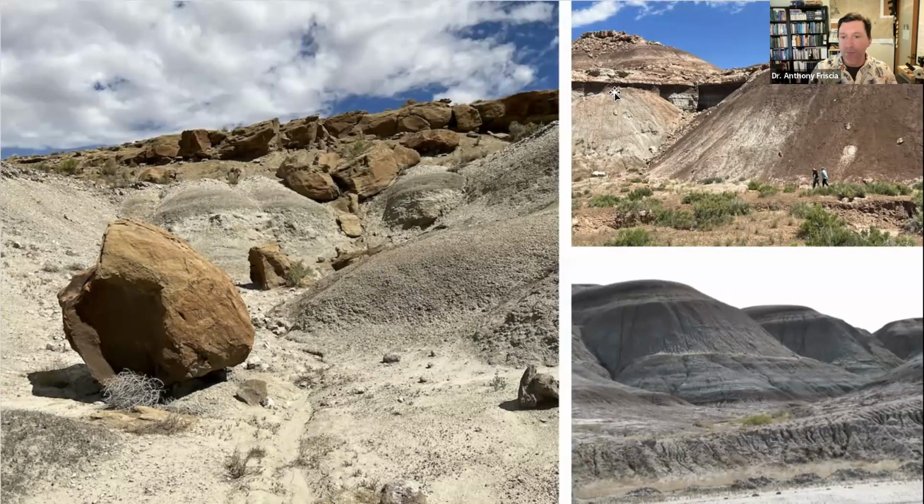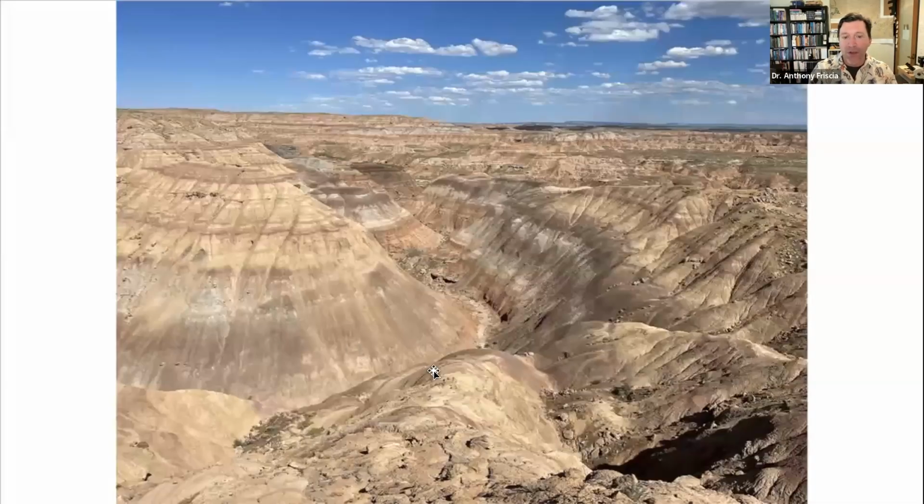And so again, you can see the mudstones and sandstones. There's some big chunky sandstones here. Here's a pretty view of one of the nice canyons. You get lots of colors here, so everything from grays and greens up into reds and oranges and browns and things like that.